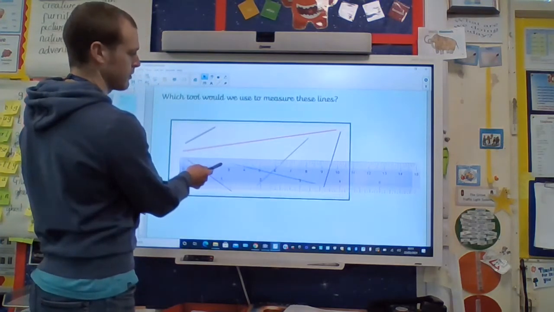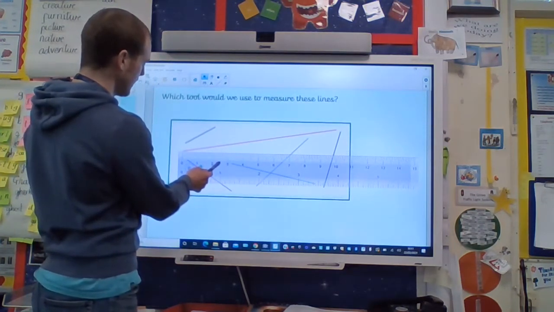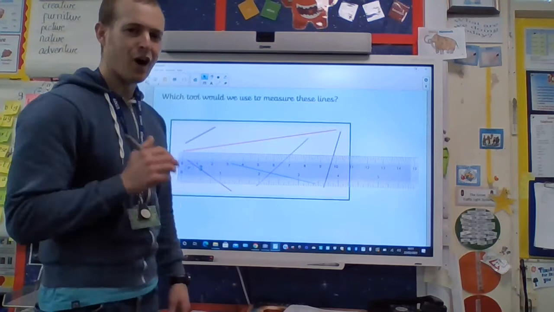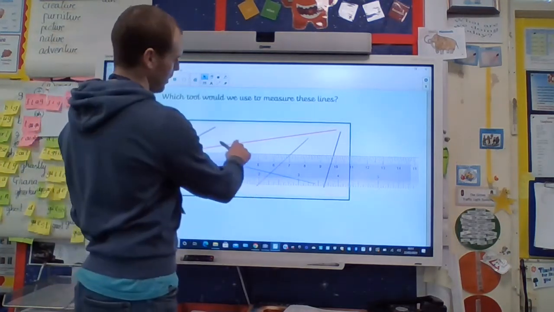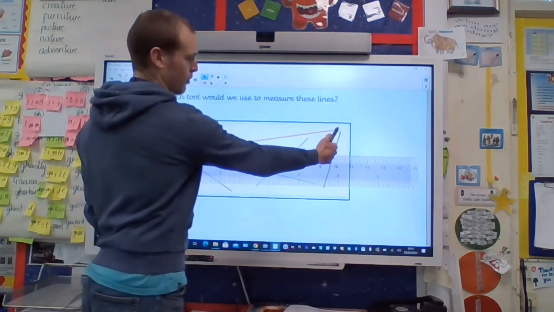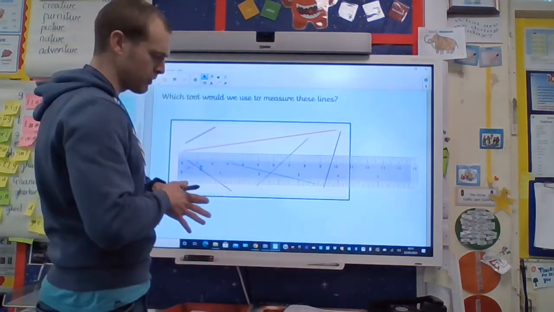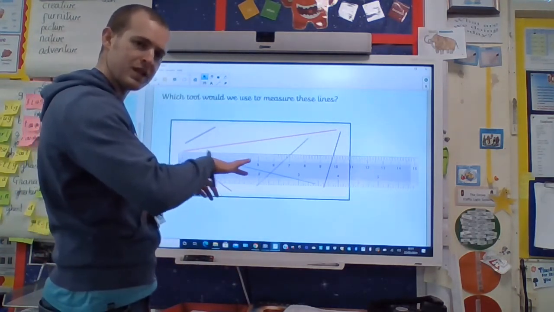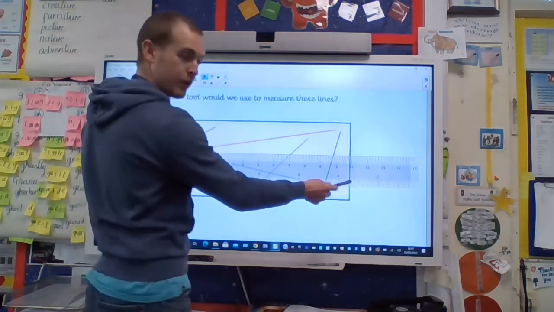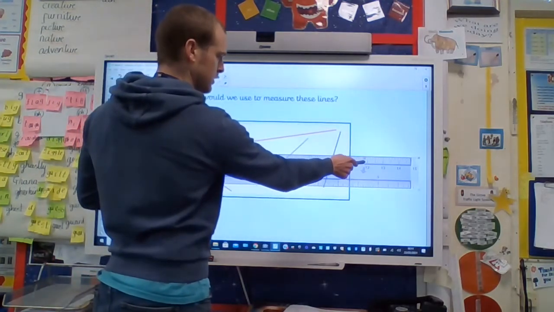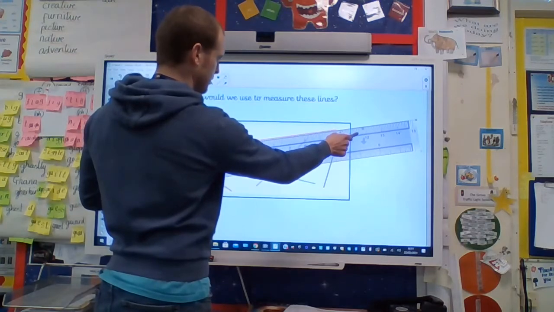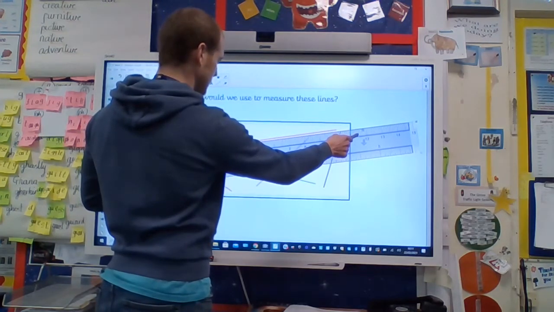So I want to measure the red line. If I want to measure like that, I can't do it because the line here is not matched up with the edge of my ruler. So when we're measuring at home, it's really important that we move the ruler so it's in line with the line. Hopefully I can do that here. Good, lovely. That looks about in line there.